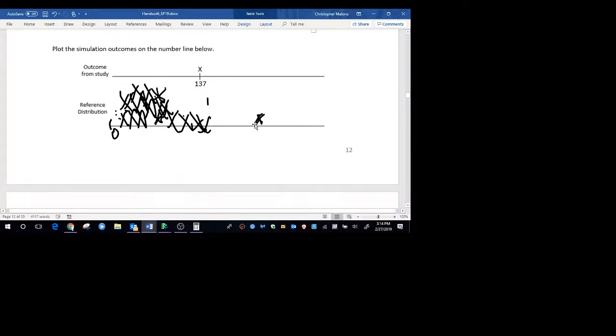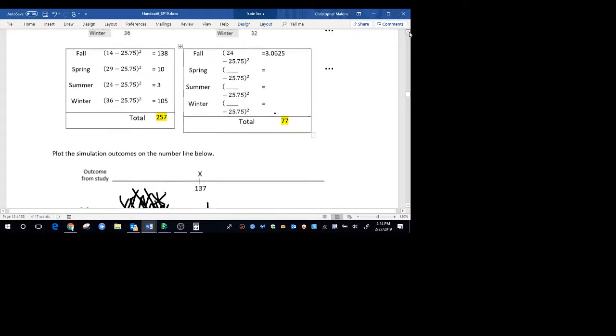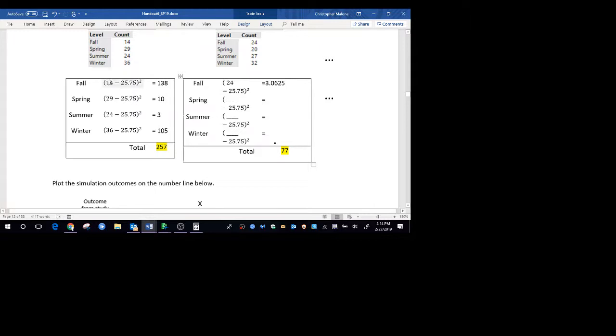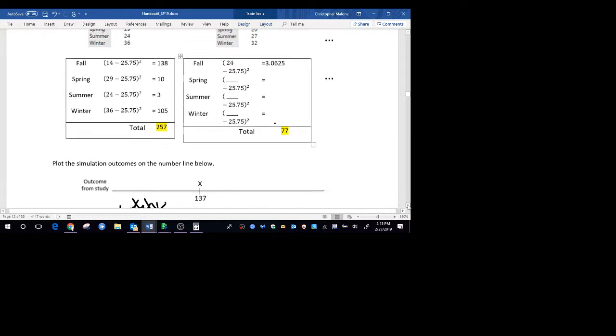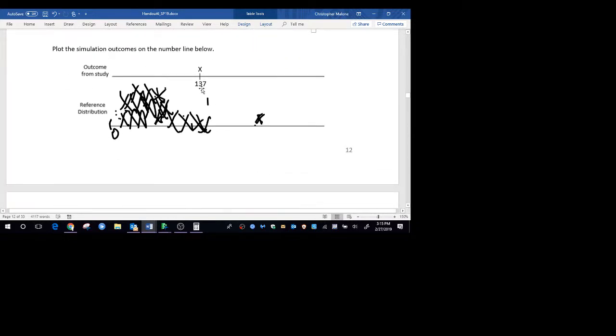Now the upper end is what we call skewed to the right, because at the upper end we could just get some kind of unusual outcomes from our simulation, like this one here, a 14, differencing and then squaring. That's going to add a lot to this 257 here. And here's a 36. So it is possible that I get some larger values here. But again, the goal is just to figure out to what degree 137 is an outlier.